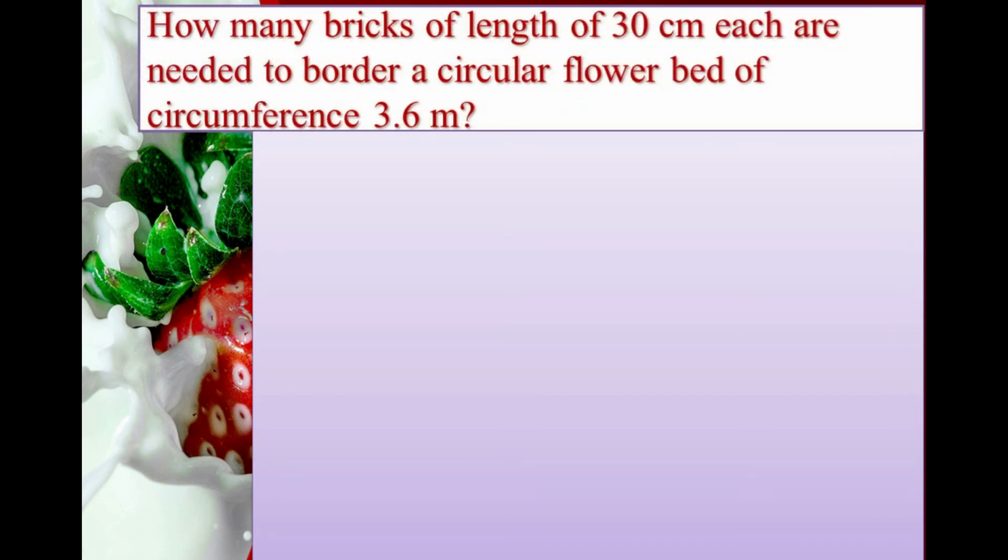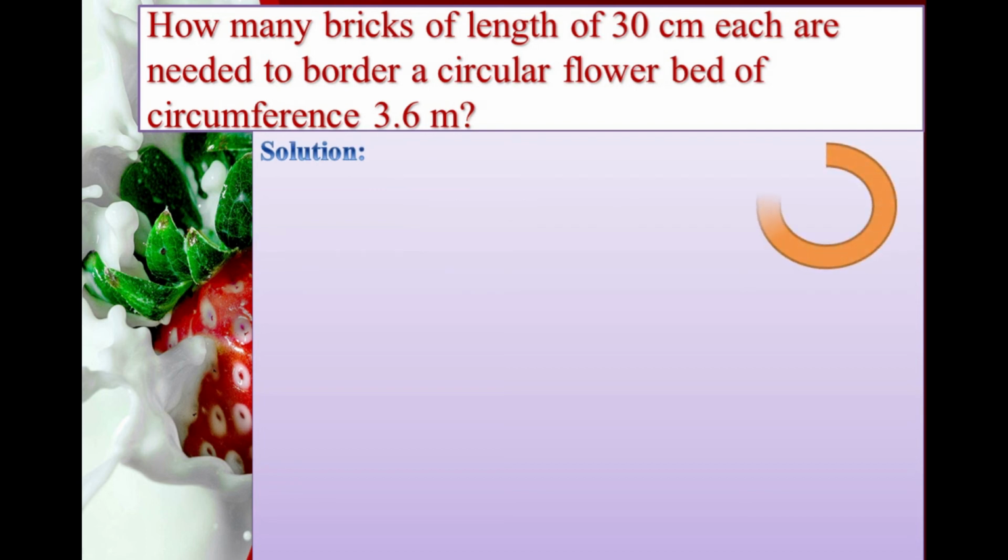How many bricks of length 30 centimeter each are needed to border a circular flower bed of circumference 3.6 meter is the question. They have given the length of brick as 30 centimeter and the circumference of the circular flower bed is 3.6 meter. Now we have to find the number of bricks needed for the circumference to border it. Okay, let us see the solution.